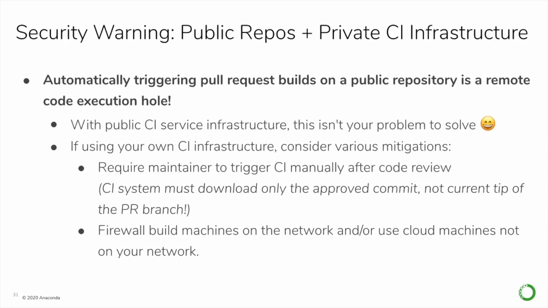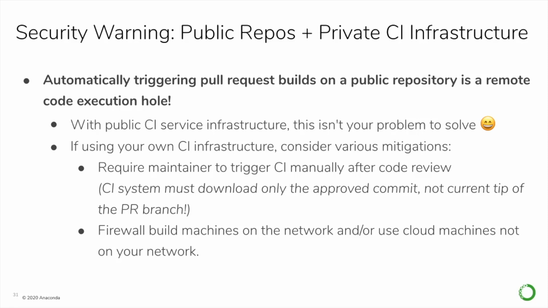And this is where I want to insert a security warning that I often bring up when people talk about CI systems in their own infrastructure, that people sometimes don't think about. If you are taking a public repository and hooking it up to a CI system that runs on private machines that are inside of your institution's network, whatever that is, if you are automatically triggering builds on pull requests, you have a remote execution hole. Now, that might be an acceptable one. And the thing is with a public CI system, this isn't your problem.